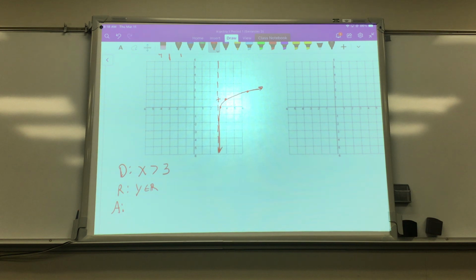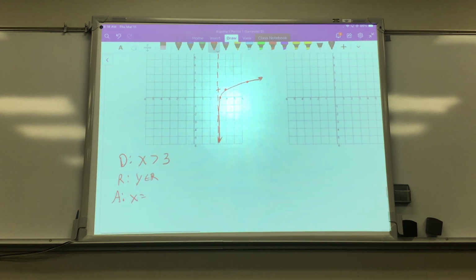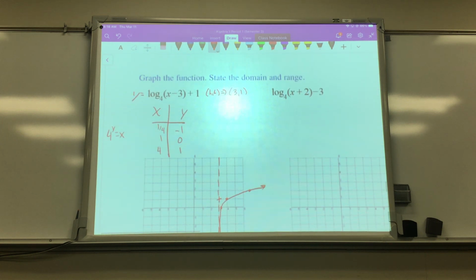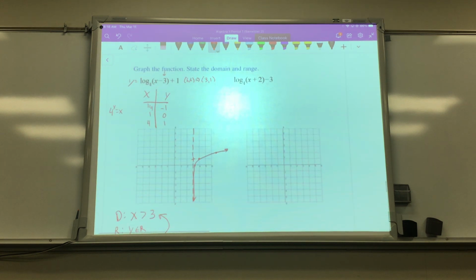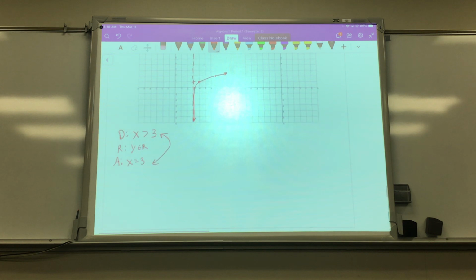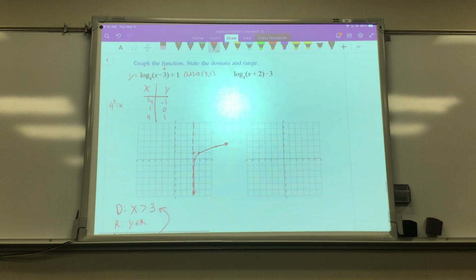Asymptote in this case? X equals 3. Okay, do you notice how those two things line up, domain and the asymptote? Just like when we did exponentials, the range and the asymptote lined up. Okay, so since we have a vertical asymptote, we got to look at that h value. The h value will always be part of it. Go ahead, give that last one a try.